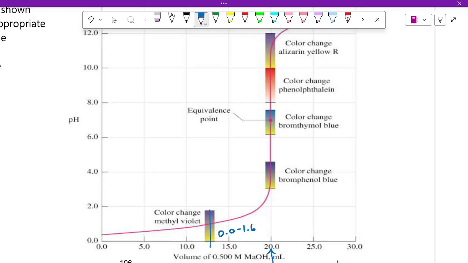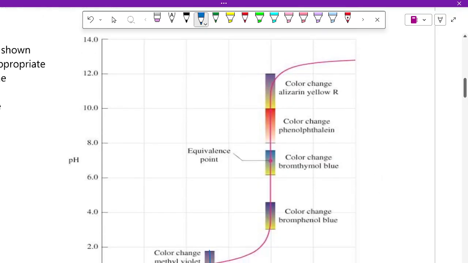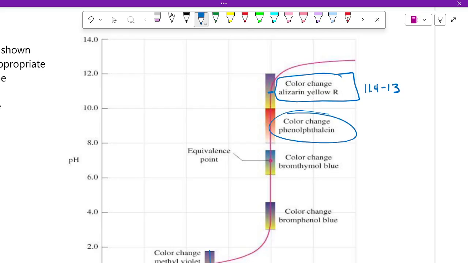If we were to choose alizarin yellow, it changes at pH 11.4 to 13. Would that be a good choice? It's a dodgy choice. It's almost within that region. You're like, maybe, but it's getting a little weird. Yes, phenolphthalein is nicely within the range. Okay.